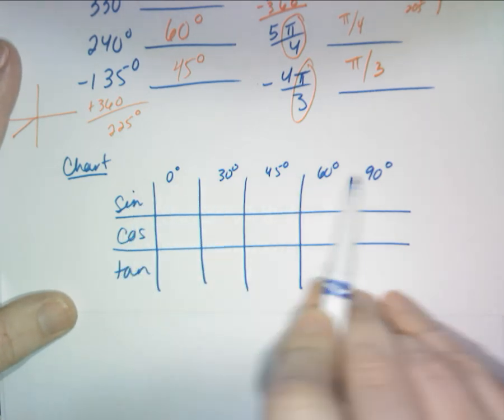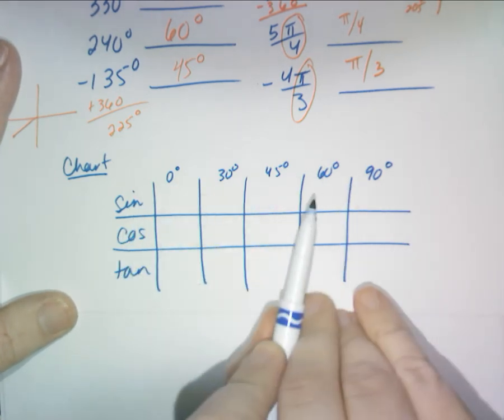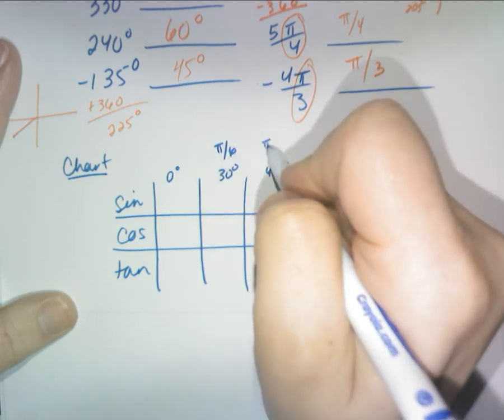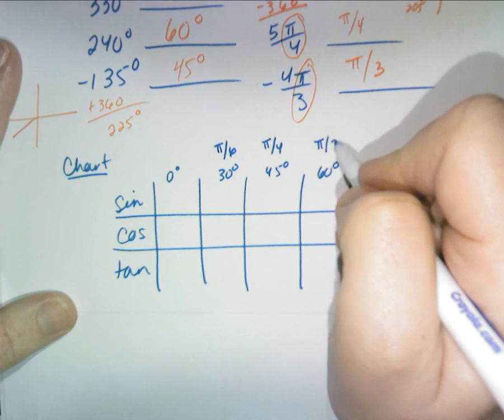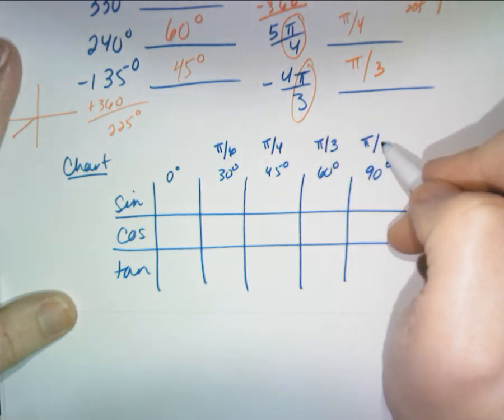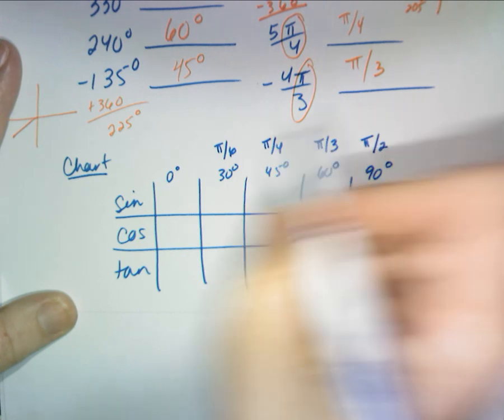In terms of radians, you might as well put radians on top. 30 degrees is pi over 6. 45 is pi over 4. 60 is pi over 3. 90 is pi over what? Pi over 2. Good job. 0, 0.